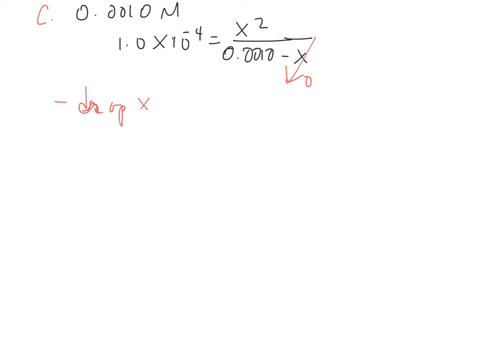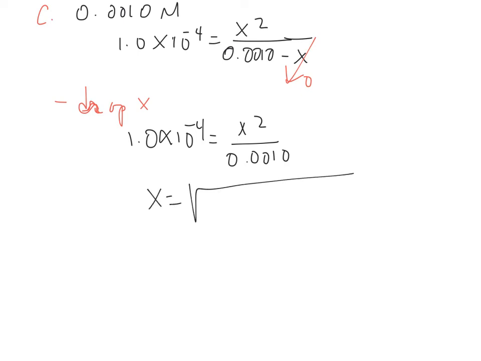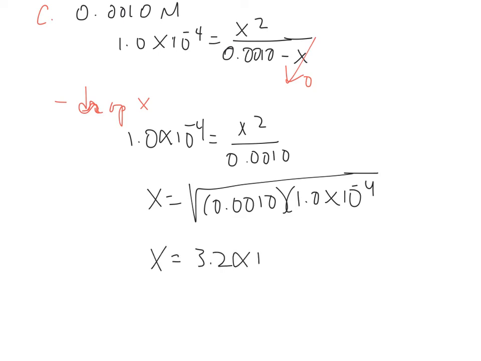And then that would give us 1.0 times 10 to the minus 4 is equal to x squared divided by 0.0010. x would be equal to the square root of 0.0010 times 1.0 times 10 to the minus 4. So that's 10 to the minus 7, square root of 10 to the minus 7, 3.2 times 10 to the minus 4. So this is the answer we would get if we tried dropping the x.